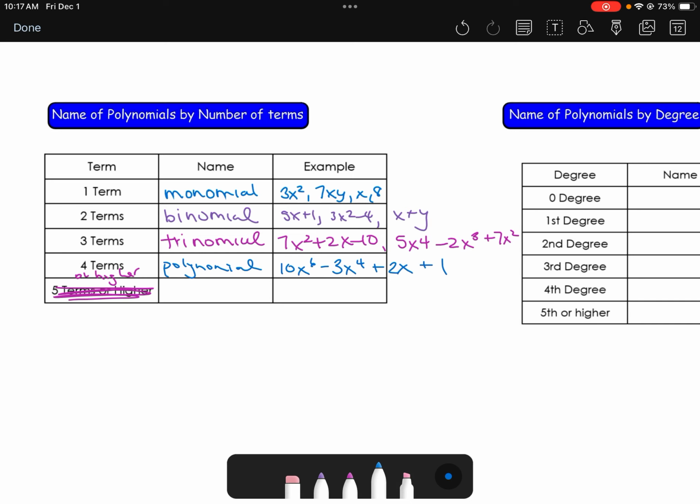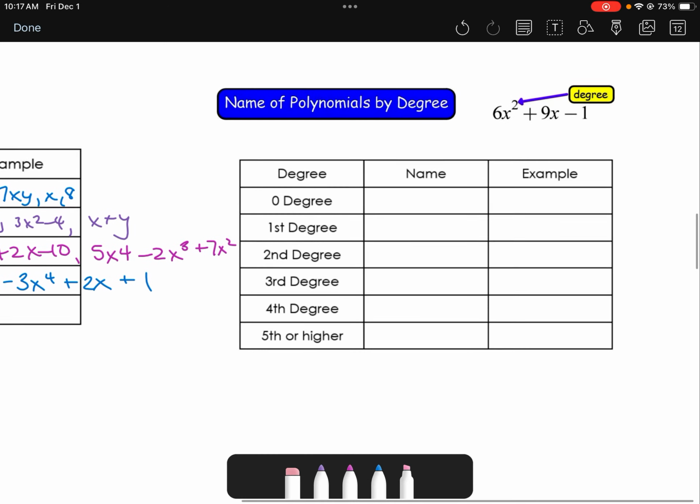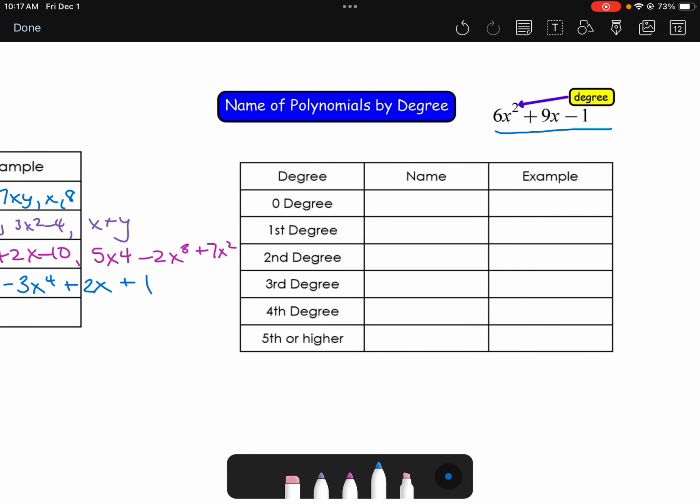Next thing we're going to look at is naming it by the degree. So again, when I'm looking at it, I'm looking at that highest degree. That's why you want to put it in standard form. So the degree, so if you notice here, this is in standard form. We're going from biggest exponent to smallest. So what are they called?